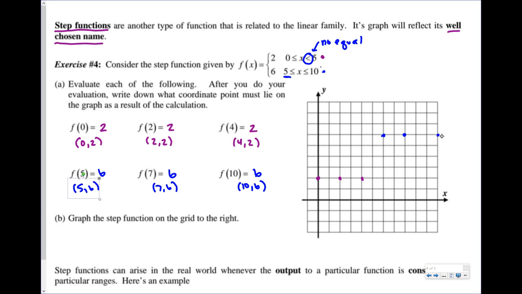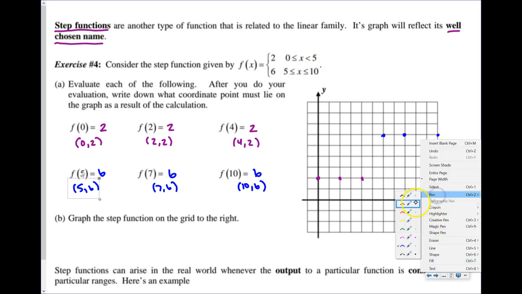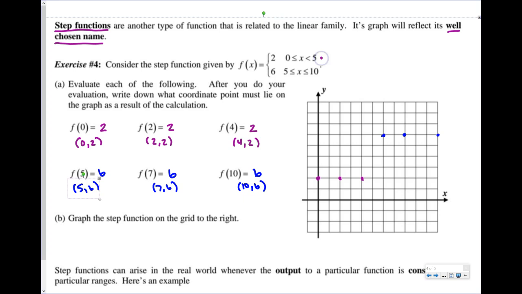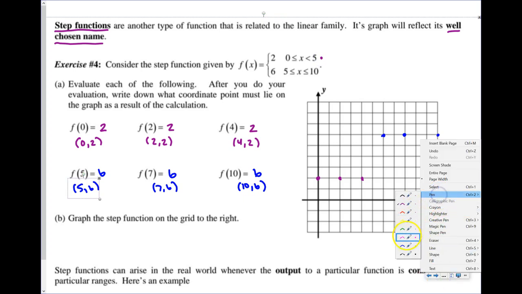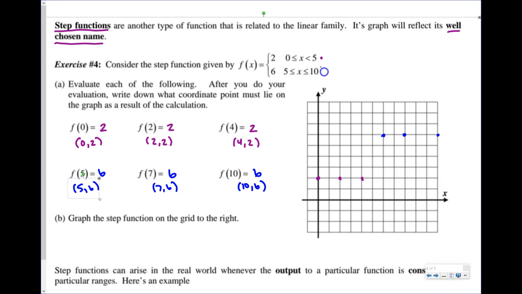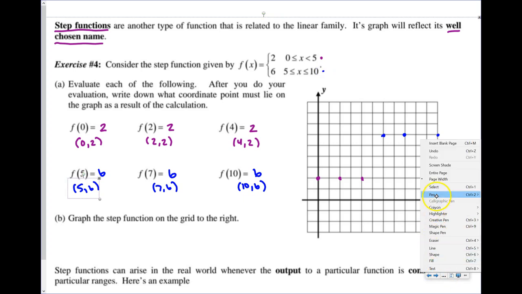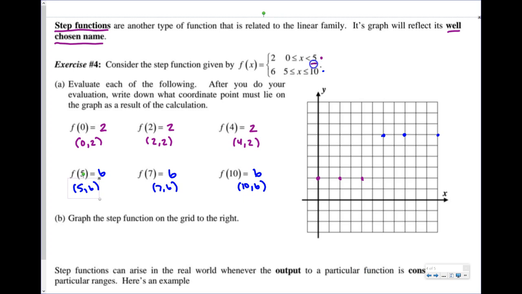Okay, now step functions are very strange. I'm going to erase this up here really quickly. Do you see here where I'm going back to making it purple and making it blue? Before we connect these dots, which is the hardest part, I'm going to draw your attention again to the fact that there is no underline here. Because there's no underline there, I'm going to draw an open circle at 5.